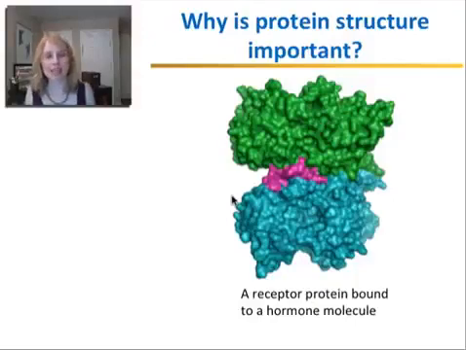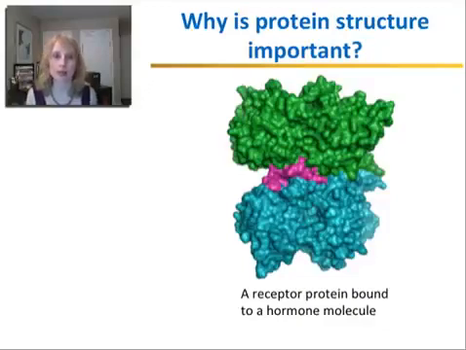In the first part of this lesson, I talked a lot about protein structure and the levels of protein structure. So now let's discuss why protein structure is important. In the example shown in this picture, in pink, there is a hormone molecule which is bound to a receptor protein. The way your cells perceive hormones is that these receptors have to bind to them to carry out a certain signal.